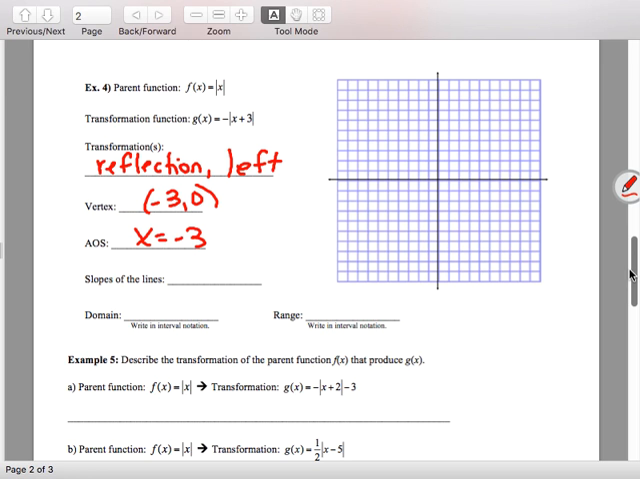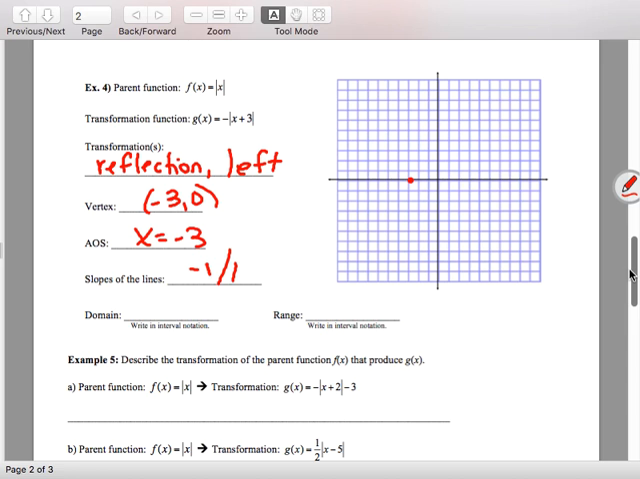And then, Jesse, what are the slopes of the two parts? Nope. The slope is the number out front. Delaney? Would it be negative 1 and 1? Negative 1 and 1. Okay, do you see it's the number out front? So here we go. Negative 3, 0.